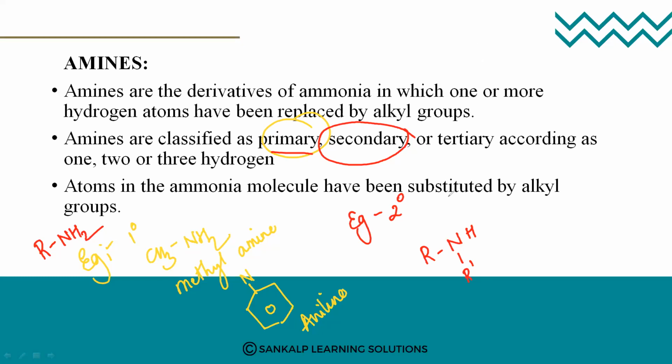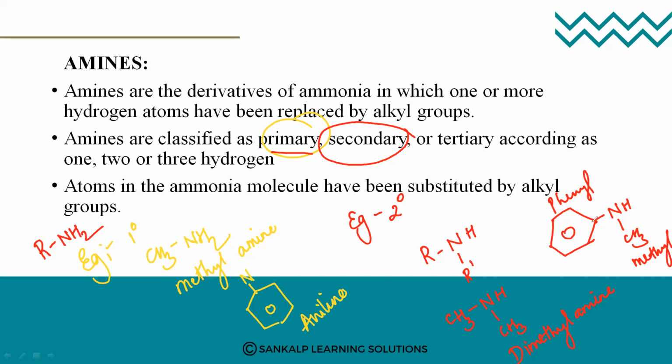We'll take an example now. The alkyl groups CH3, NH, and CH3. What is the name? It is dimethylamine. And one more example with respect to aromatic amine. I'll take one benzene ring, NH, and CH3. When you are naming this, this is a phenyl group and this is a methyl group. So we have to name it according to the alphabet.